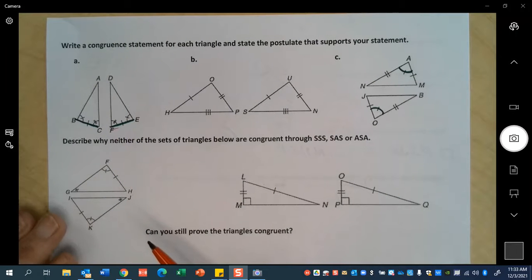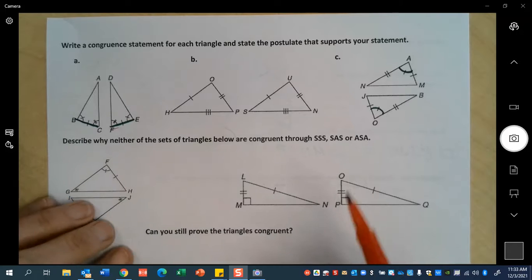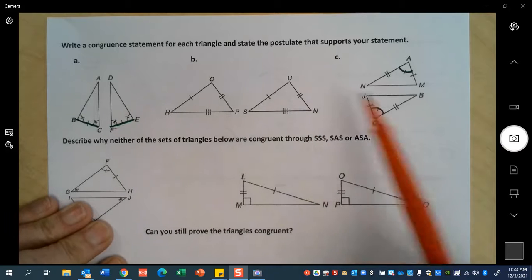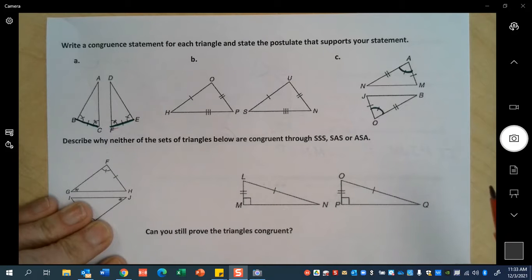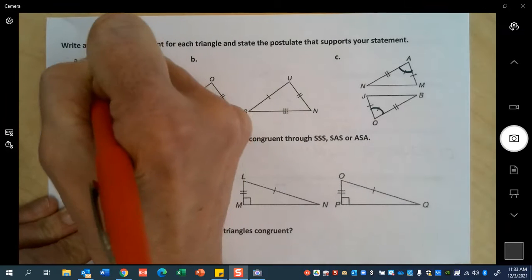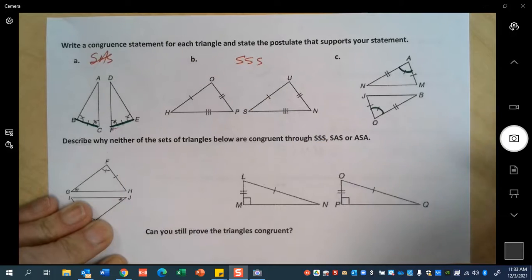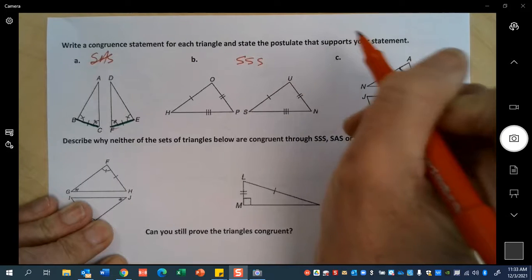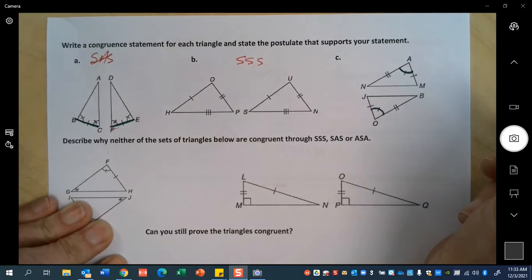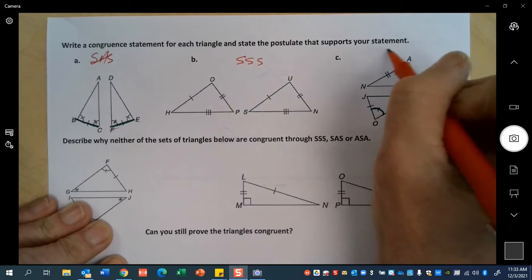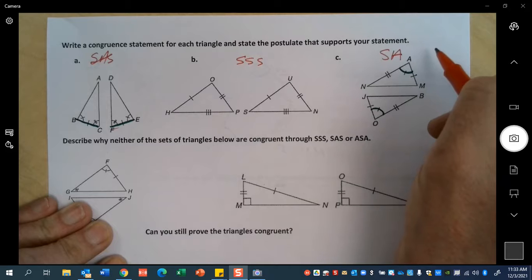All right, so when we go to write a congruent statement for each triangle and state the postulate that supports your statement, each of these can be proven congruent. This one is through side, angle, side. This one's through side, side, side. And this one's through side, angle, side again, right?